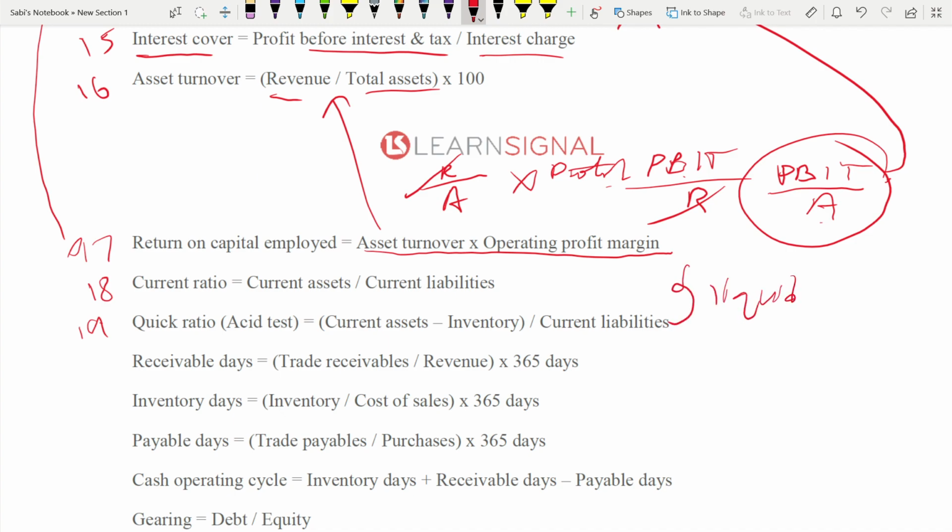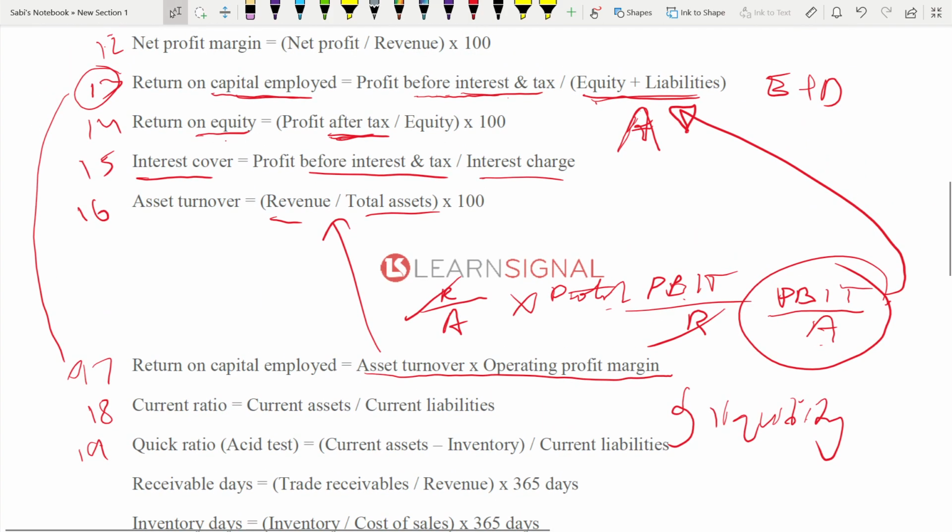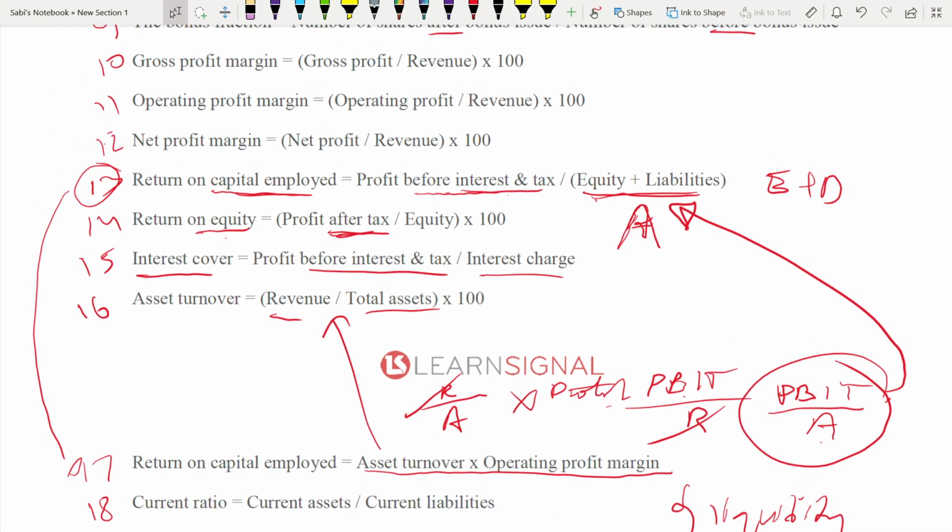You need to understand, you need to categorize them into their respective categories, what type of ratios they are. So these two are liquidity ratios. If you see all this: return on capital employed, asset turnover, interest cover, net profit margin, operating profit margin, gross profit margin, these are all profitability ratios. Okay.